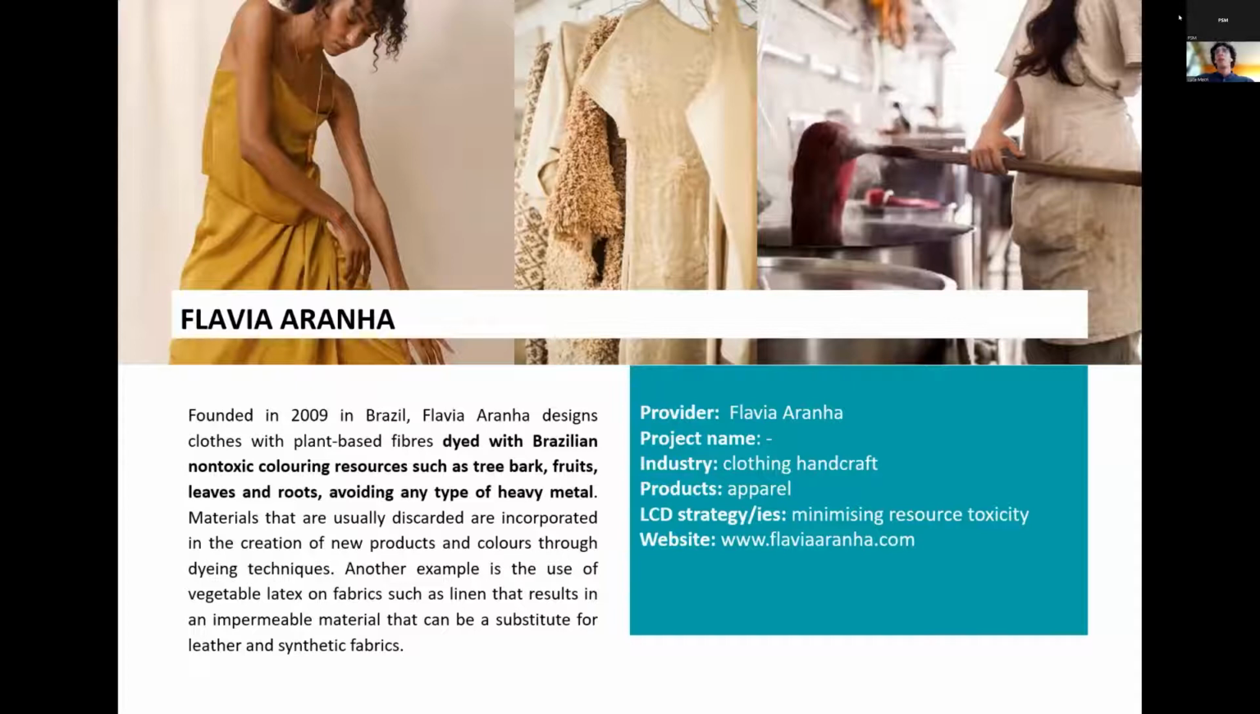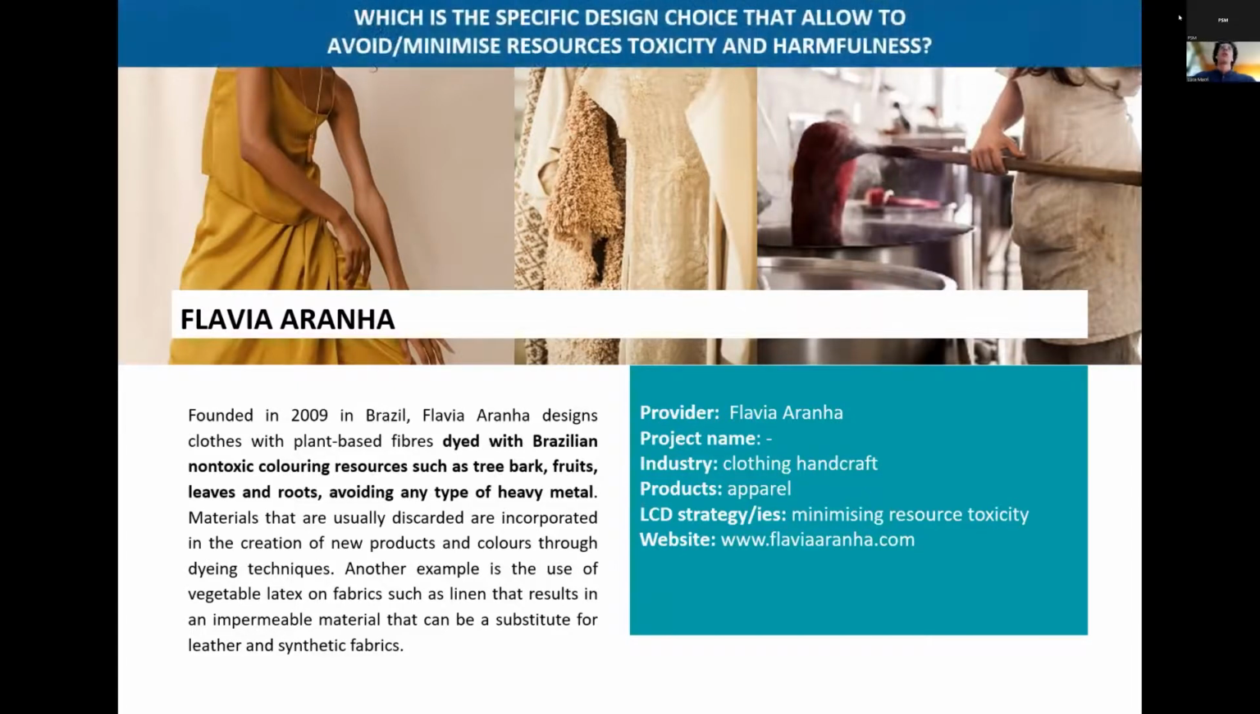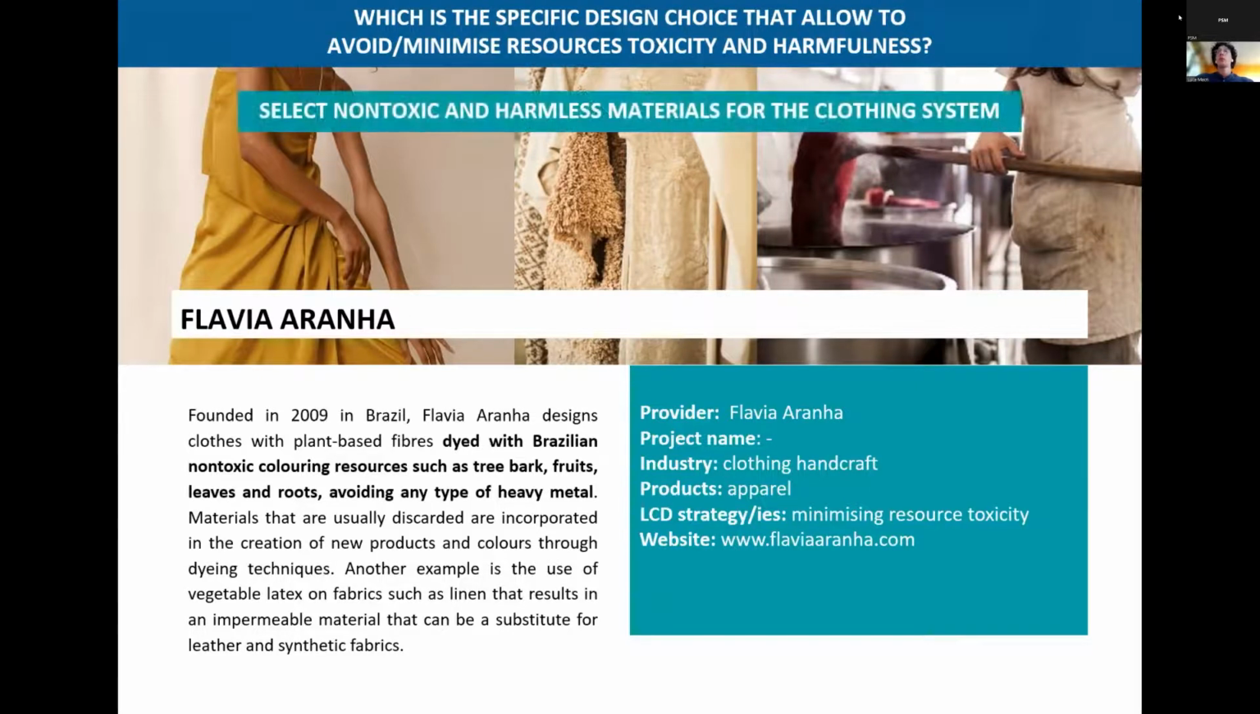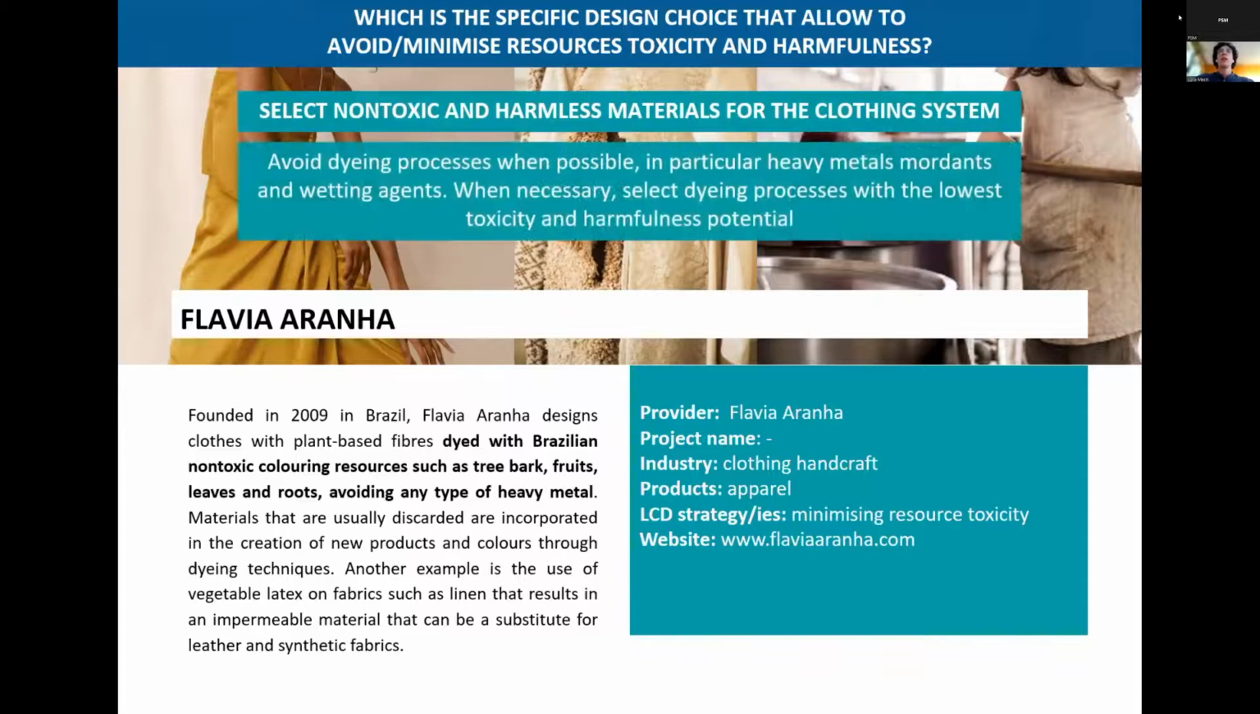And the example here is very simple. It's FLAVIA ARANHA. It's a small brand from Brazil, and what they are doing during their dyeing process, they are just using non-toxic coloring resources, such as tree barks, fruits, leaves, and roots, and they avoid any heavy metal. So obviously, it depends on different situations, but this is a perfect example of what we were saying. So just selecting the right substances and avoiding the dyeing processes when possible, or just selecting the one with the lowest toxicity.